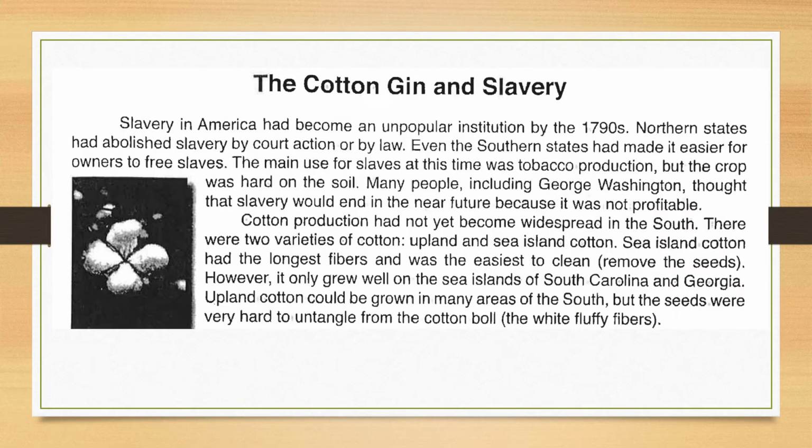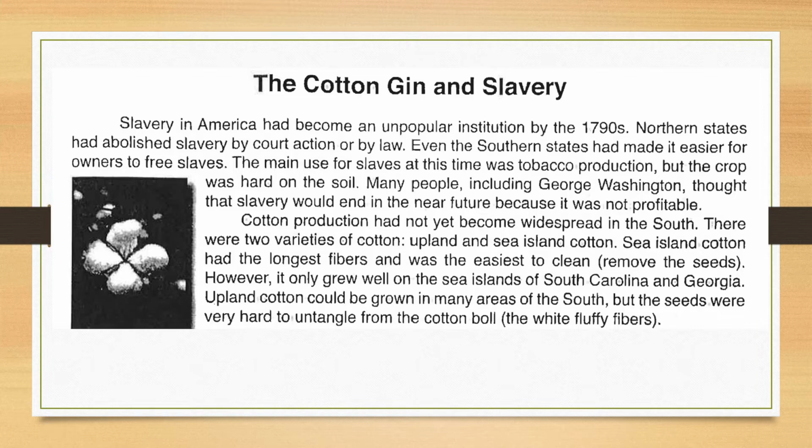The cotton gin and slavery. Slavery in America had become an unpopular institution by the 1790s. Northern states had abolished slavery by court action or by law. Even the southern states had made it easier for owners to free slaves. The main use for slaves at this time was tobacco production, but the crop was hard on the soil. Many people, including George Washington, thought that slavery would end in the near future because it was not profitable.